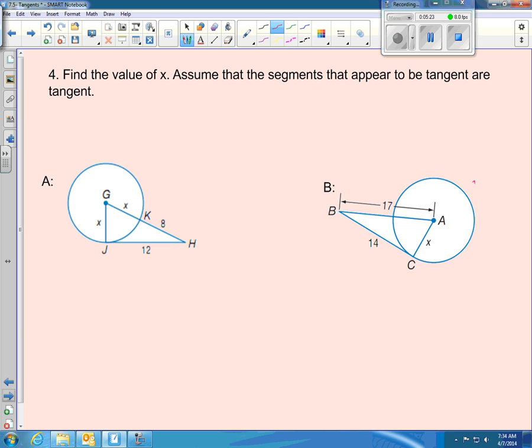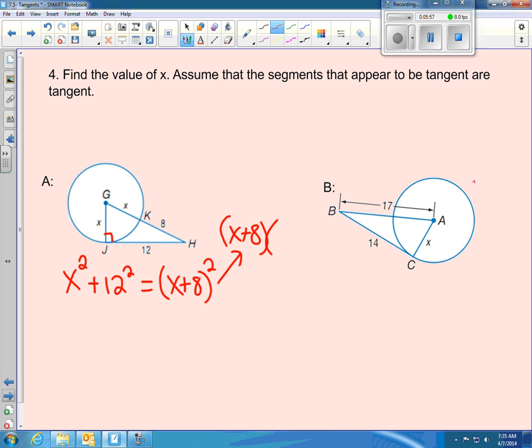Find the value of x. Assume that the segments that appear to be tangent are tangent. So in these problems here, it's saying it is tangent. Assume that it's tangent, so put a right angle in there. And you've got to find x. Okay, so let's set it up just like our previous problems. So we're going to do x squared plus 12 squared. And this side is going to be, we have an x and an 8, so this could be x plus 8 squared. Remember, squared means times itself, so we are thinking x plus 8 times x plus 8.